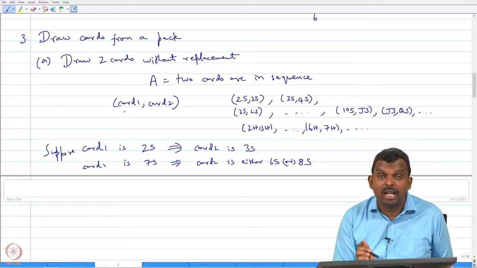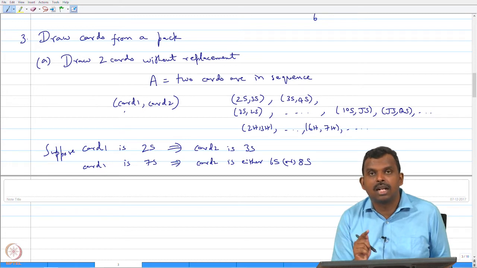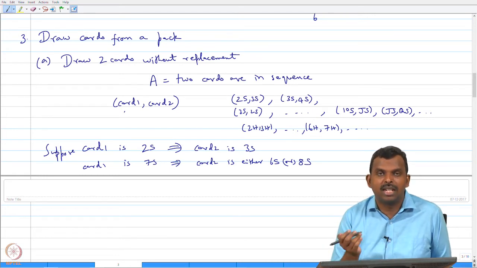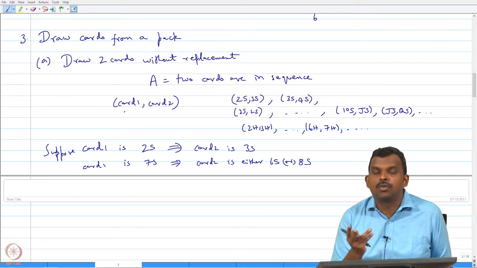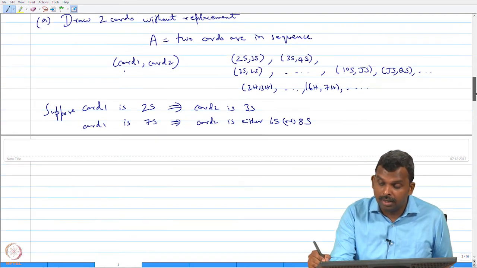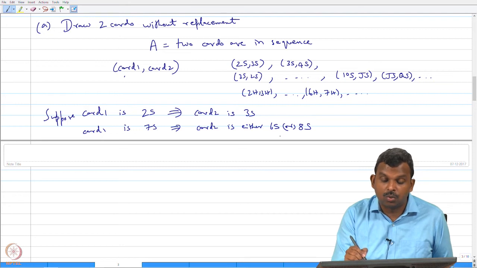On the other hand, for any other card in the middle, if the first card is anything else, let us say 3 spades or 4 spades or 10 hearts or jack of clubs or anything, you have 2 possibilities for the second card and still you will get a sequence. So, that is what one needs to do and that is what one needs to use in the computation.